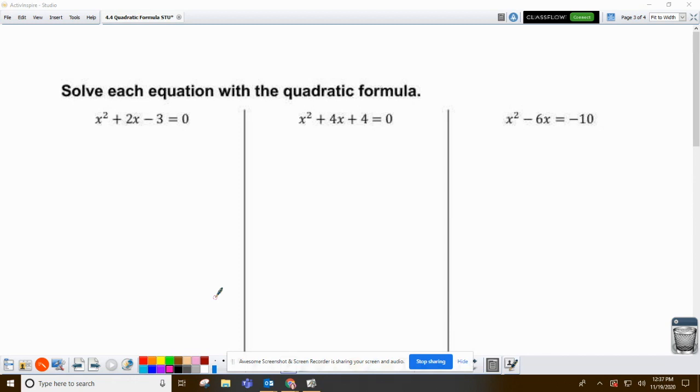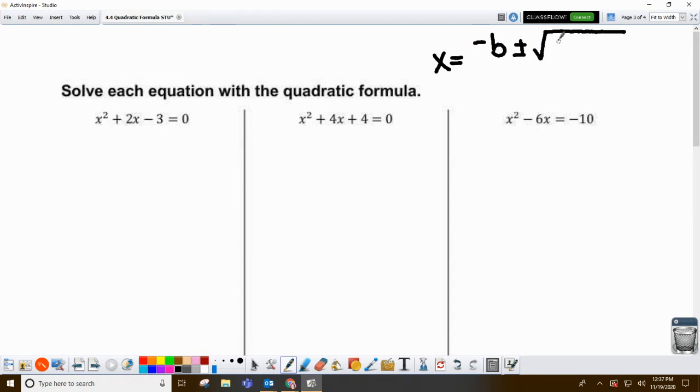All right, so our directions here tell us to solve using the quadratic formula. I'm going to write the formula up here at the top again. The more we repeat it, hopefully the more you guys will learn it. So x equals negative b plus or minus the square root of b squared minus 4ac all over 2a.